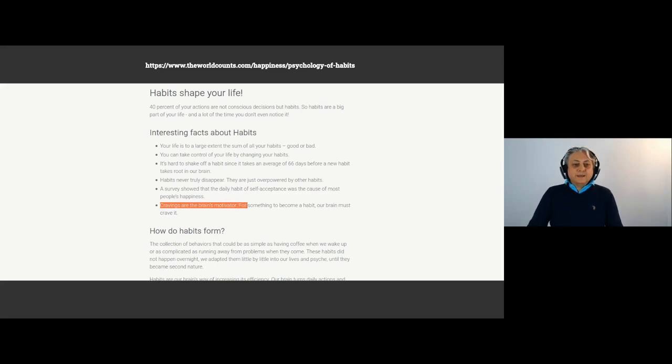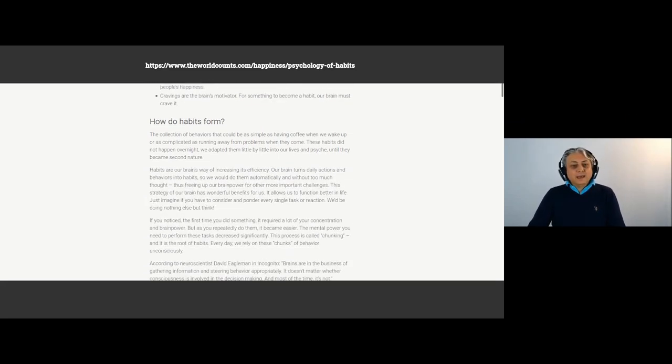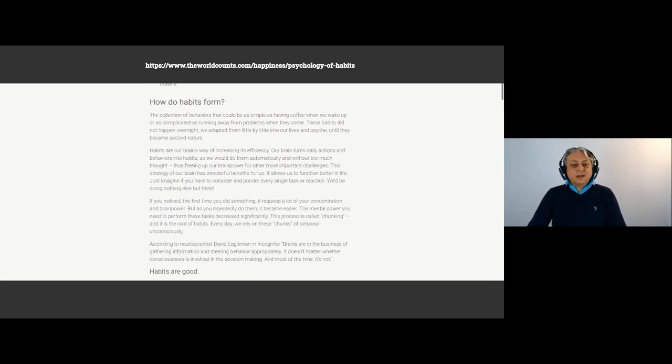And then cravings are what motivates the brain. So a habit is driven by a craving. If you crave to be, I don't know, a better professional, if you crave to know TDD more, it's something that might help you. And then let's look at how habits form.